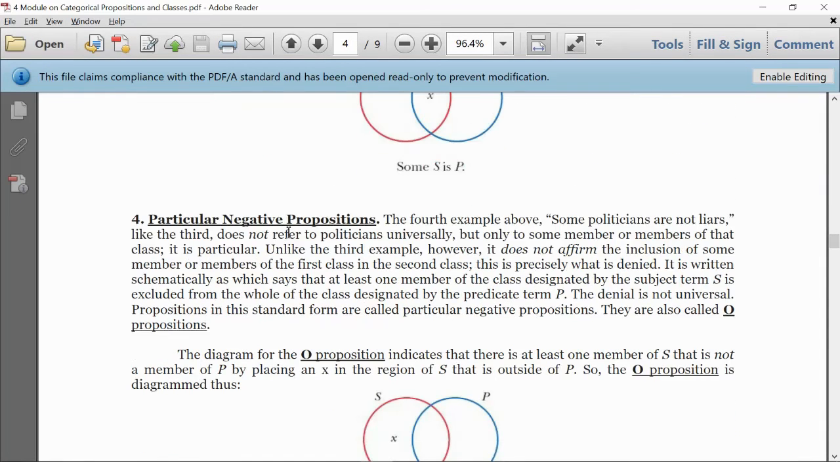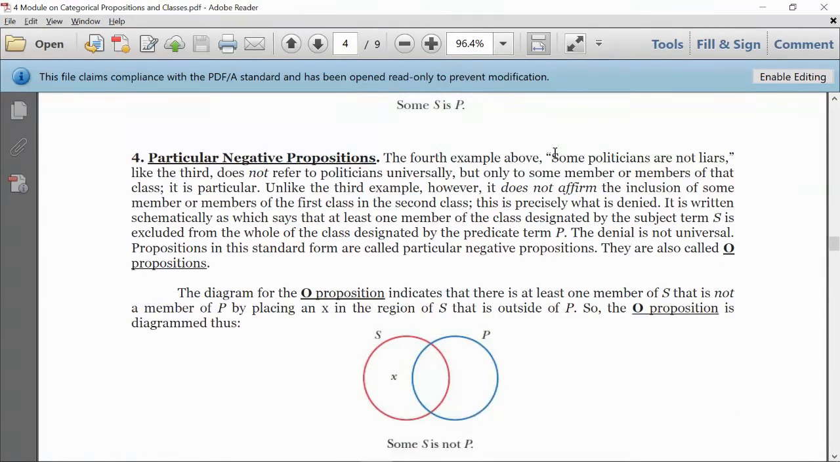So the fourth example, some politicians are not liars, like the third, does not refer to politicians universally, hence it's particular, but only to some members of the class. Unlike the third example, however, it does not affirm the inclusion of some member or members of the first class in the second class. So this is precisely what is denied, hence it is negative.